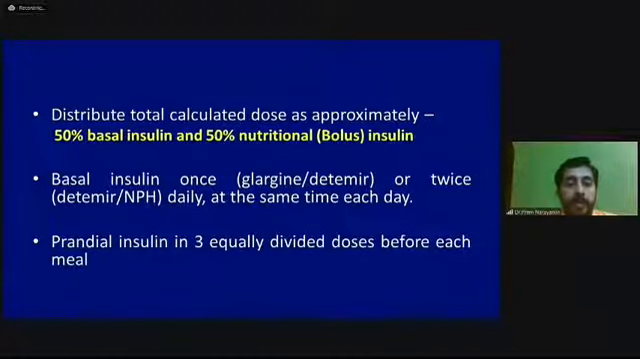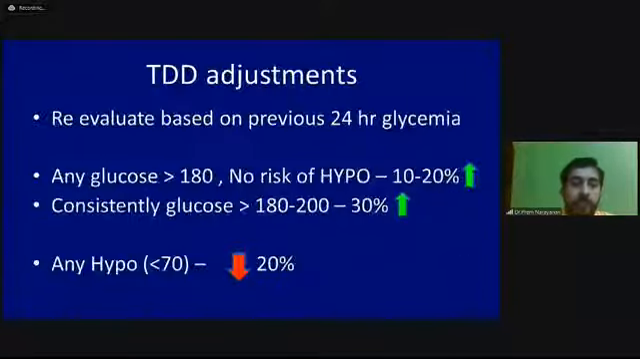And again, as said, it should be divided 50% into the basal and 50% into the bolus or nutritional insulin. Basal insulin, glargine or detemir once daily. Detemir or NPH, if you are starting, you can start with once daily, and if required, you can make it twice daily also. But make sure that it is given at the same time each day. And prandial insulin in 3 equally divided doses before each meal.